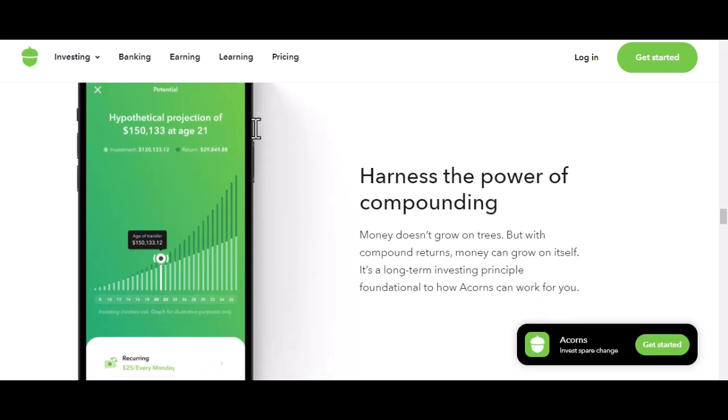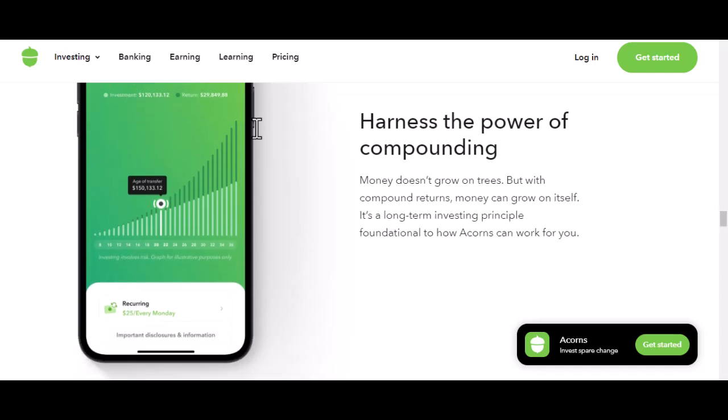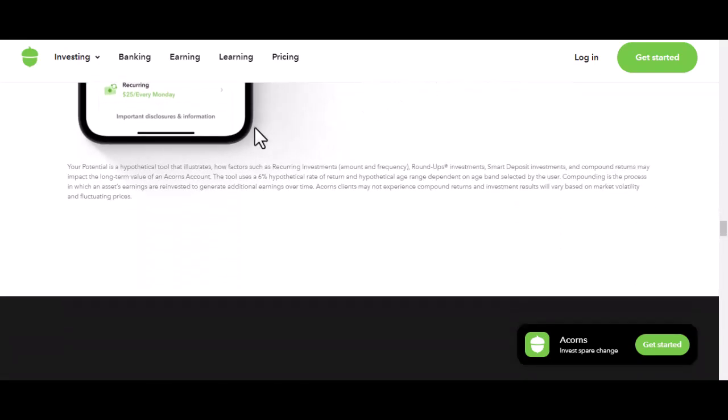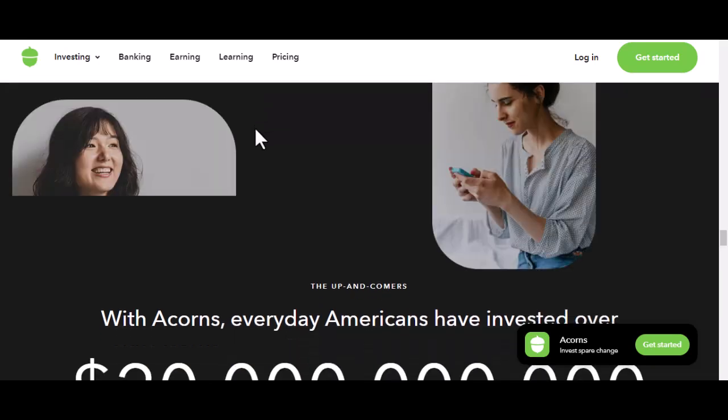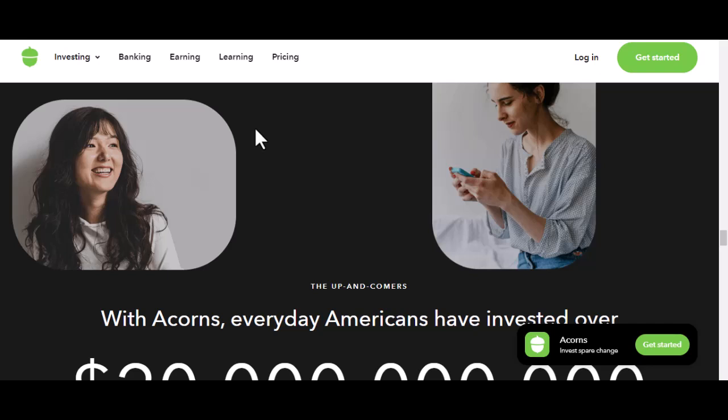Focus on the long term. Remember, investing is a marathon, not a sprint. Short-term fluctuations don't matter as much as the overall trend. Don't compare yourself to others. Everyone's financial situation is different. Focus on your own goals.